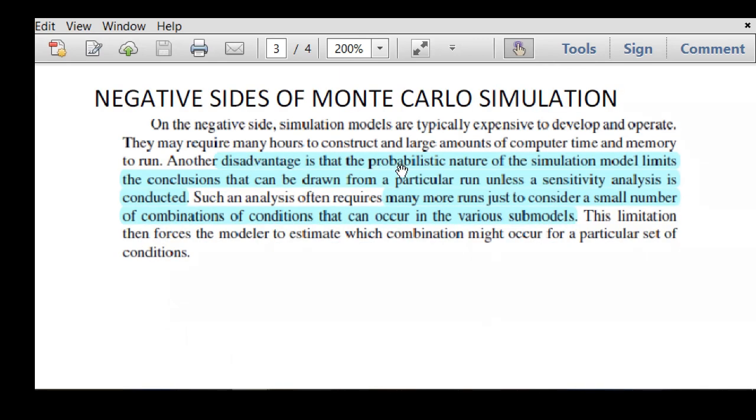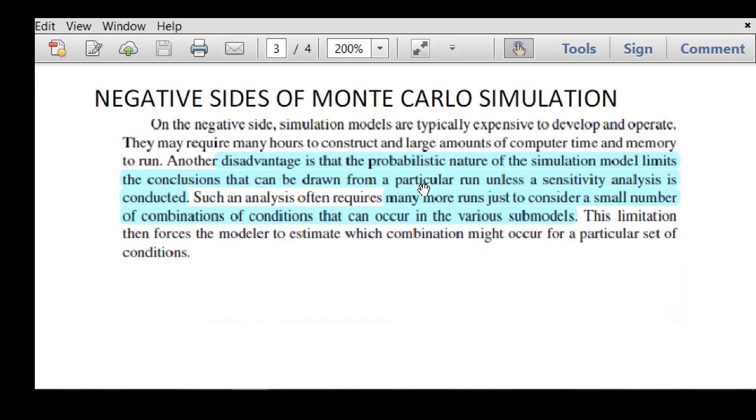Another disadvantage is that the probabilistic nature of the simulation model limits the conclusions that can be drawn from a particular run unless a sensitivity analysis is conducted. So the probabilistic nature is itself a backlog of Monte Carlo simulation. As I always said, you are randomly generating numbers, so there is no pattern in it. What we are doing is randomly generating a large set.